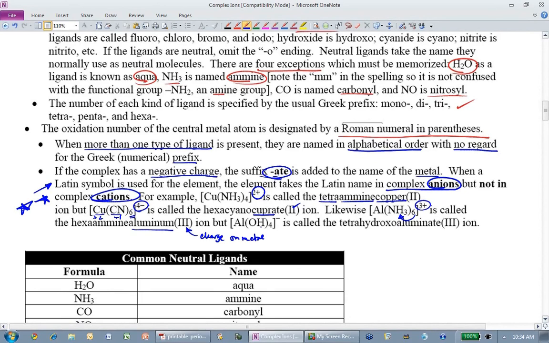All right, then this thing is negatively charged, so it's going to end with aluminate. Still Roman numeral 3. But this one is tetra, and that's hydroxide, but you call it hydroxo. So tetrahydroxo aluminate Roman numeral 3.